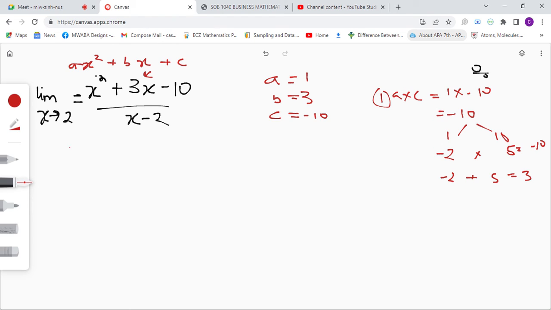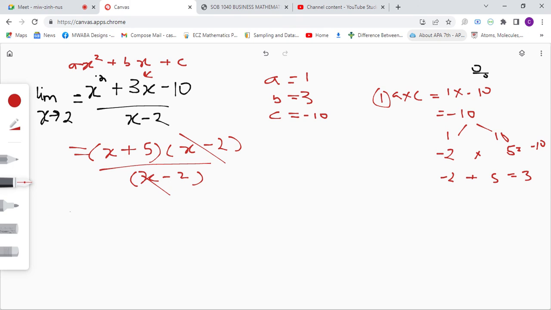So our numerator is going to be (x plus 5) times (x minus 2), divided by x minus 2. Now we can cancel out, and we're going to remain with x plus 5.